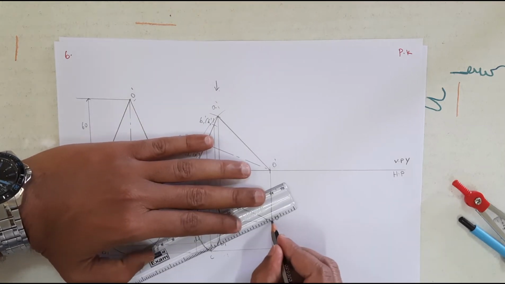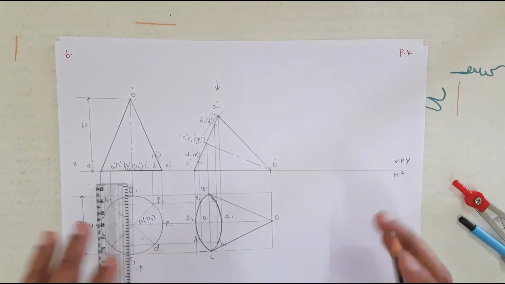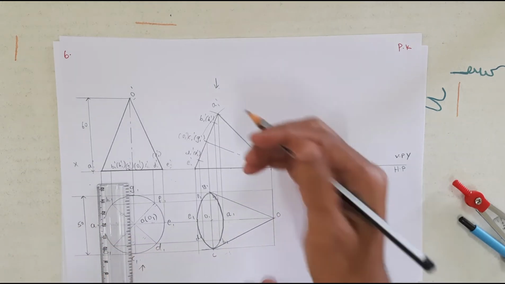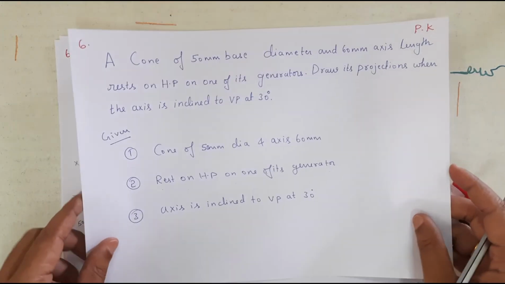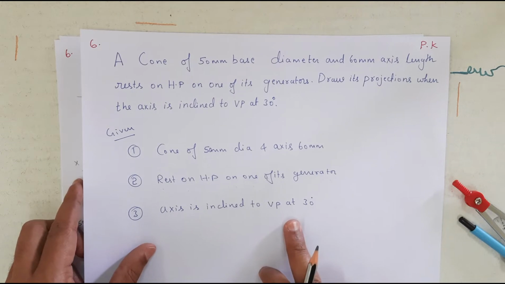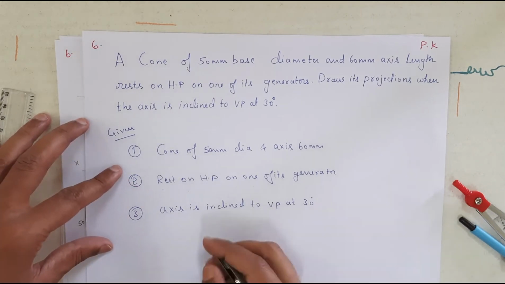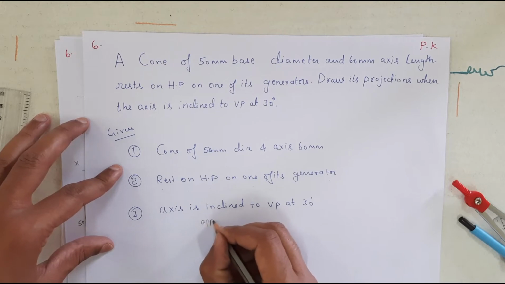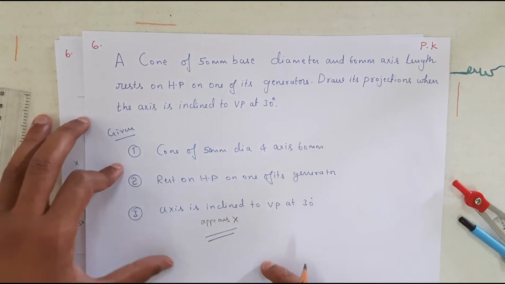Outermost is dark. Okay, so this is the top view for this. So next what we have to do, that is step number 3, is axis is inclined to VP at an angle of how much? 30 degree. Okay, are you finding the word called appears? So there is no word called appears. Then what we have to do?